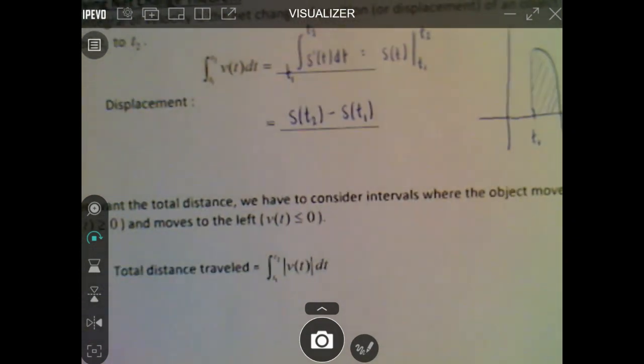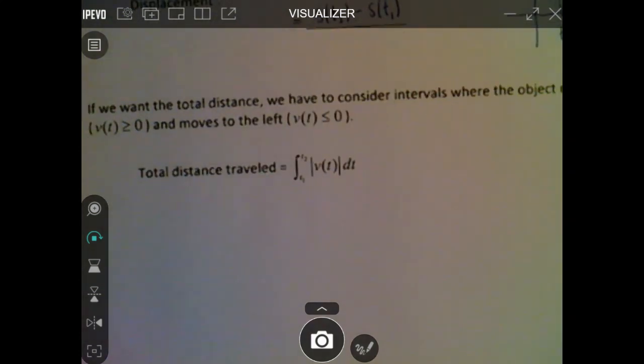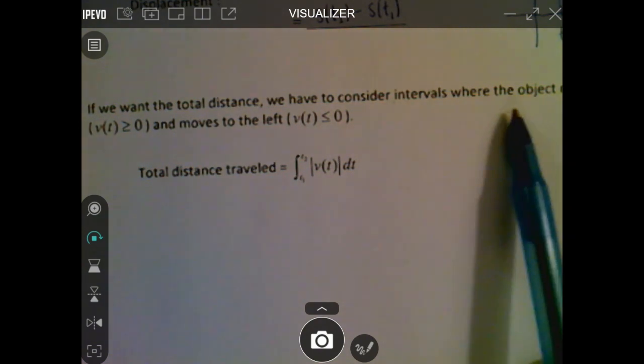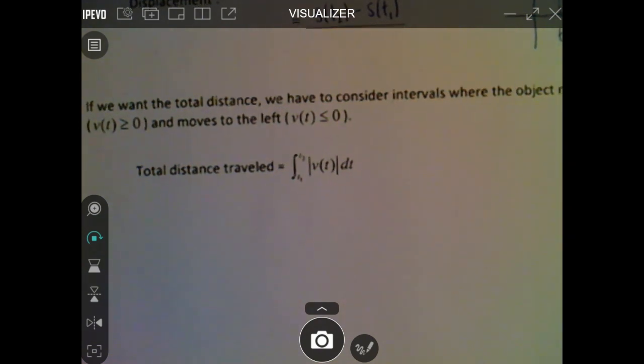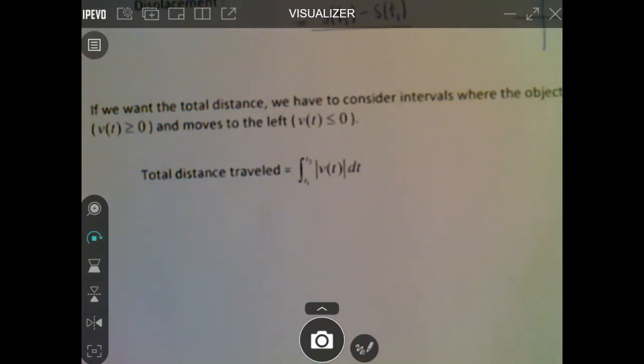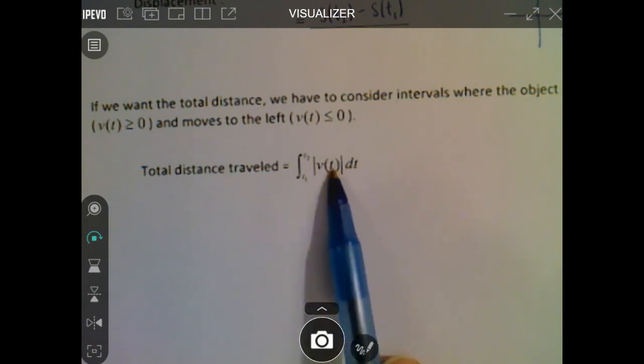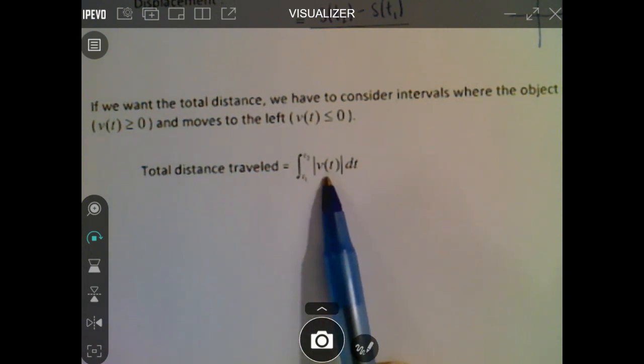Something a little bit different is the total distance, because the total distance needs to take into consideration where the object is moving to the right, where the v of t function is above the x-axis, and moving to the left, where the v of t is below the x-axis. So the total distance traveled is going to be the absolute value of this integral that we talked about in the first part here.